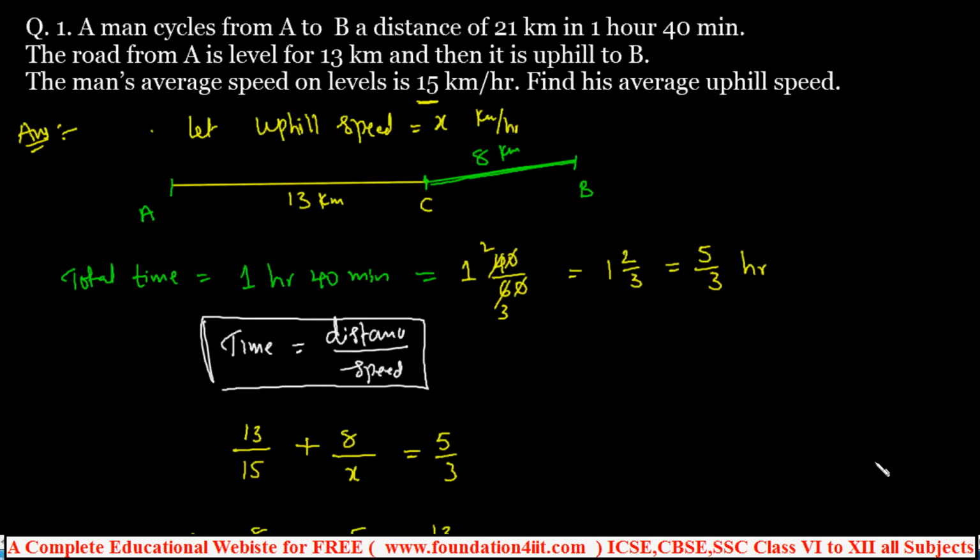This is a simple thing. This is the main logic we have to take: because they give the total time, convert the parts also into time and add them to equal 5 by 3. Right? Let's see one more sum.